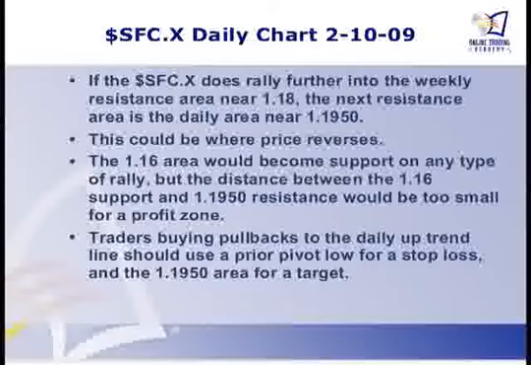Traders buying pullbacks to the daily uptrend line should use a prior pivot low for a stop loss and the 119.50 area for a target. That means pretty much if you're going to buy 116 and you do take that trade, make sure you place your stop loss below one of the prior day's lows so that you're not taking too much risk on that trade.